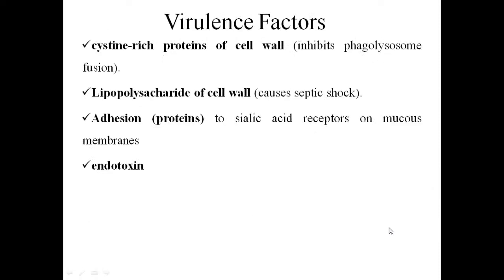What about virulence factors? They have cysteine-rich proteins of the cell wall that inhibit phagolysosome fusion, inhibit phagocytosis, we can say. The lipopolysaccharide of the cell wall causes septic shock. Adhesion proteins present in the bacteria provide adhesion to sialic acid receptors on mucosal membranes, and they produce endotoxin.